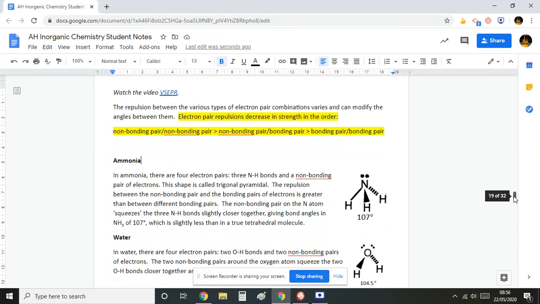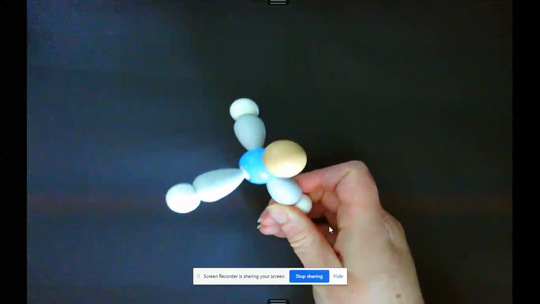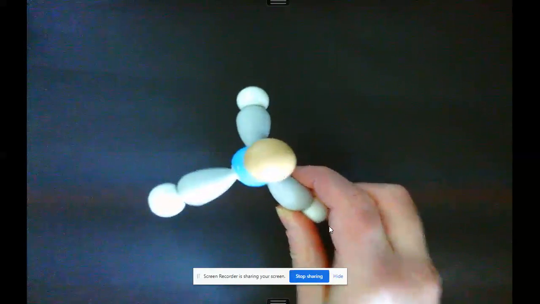If we have a look at ammonia, I'm going to come back and highlight this. I'll show you the model first of all. If we look at our model of ammonia, we have 4 electron pairs, 3 of them bonding and 1 of them a non-bonding pair of electrons. Technically it has a tetrahedral arrangement, but because one of them is non-bonding, we say that it's a trigonal pyramidal arrangement.